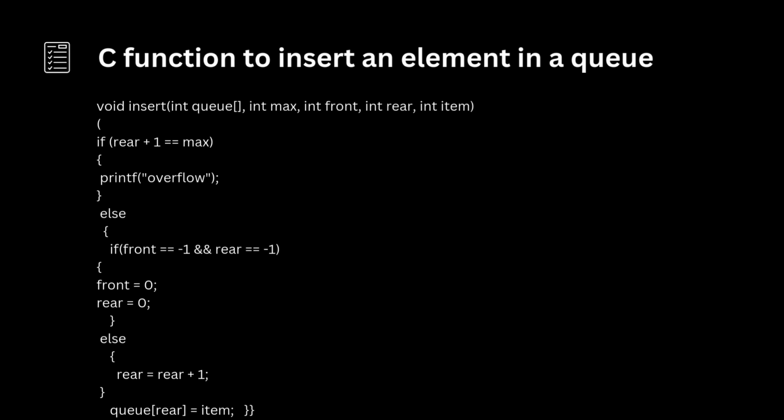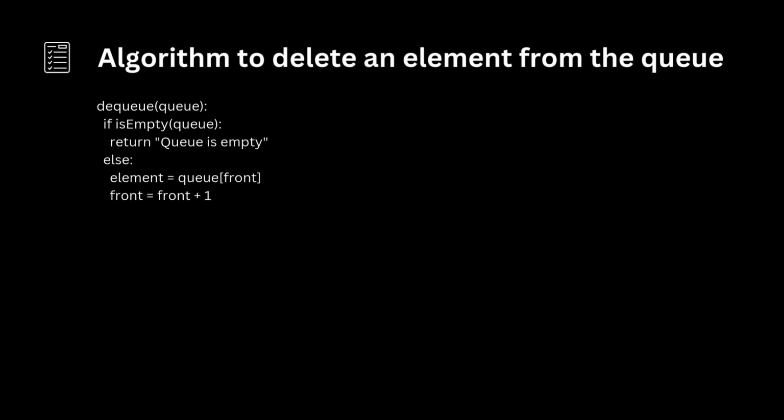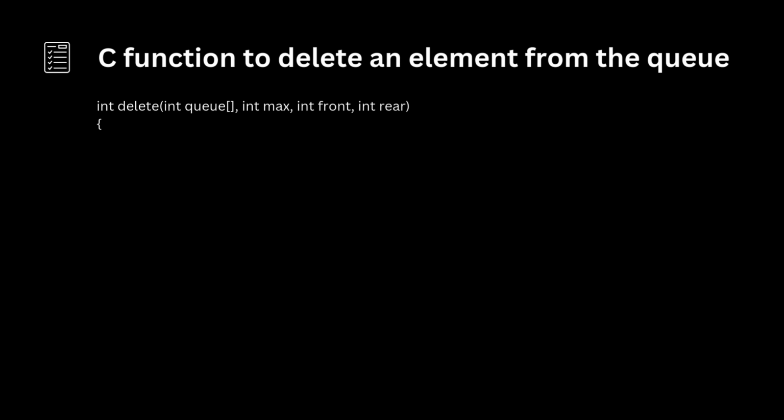Now we will see an algorithm to delete an element from the queue. First, check if the queue is empty. If the queue is empty, return an underflow error. Retrieve the element at the front of the queue. Increment the front pointer. If the front becomes equal to the rear, set both front and rear to -1 to indicate an empty queue.